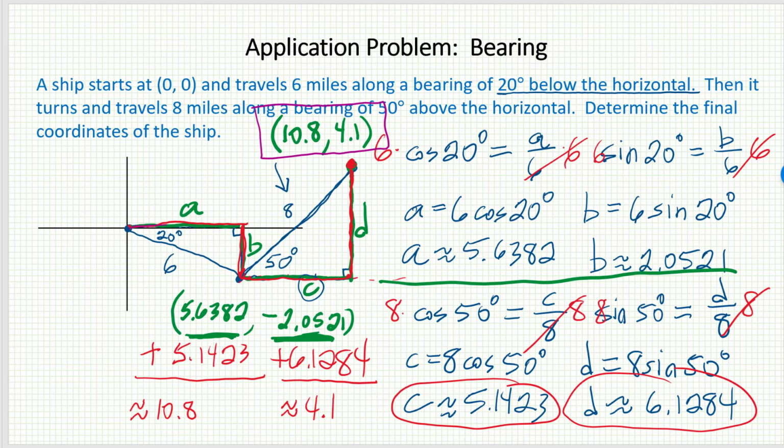It looks pretty reasonable from the picture. That would mean traveling from 0, 0 over about 10.8 and then up a smaller distance, about 4.1. That's where the ship ended up.